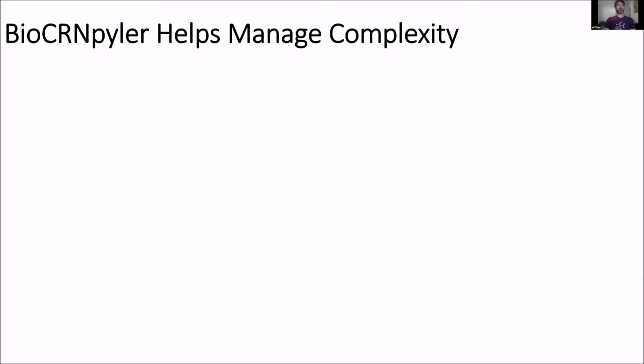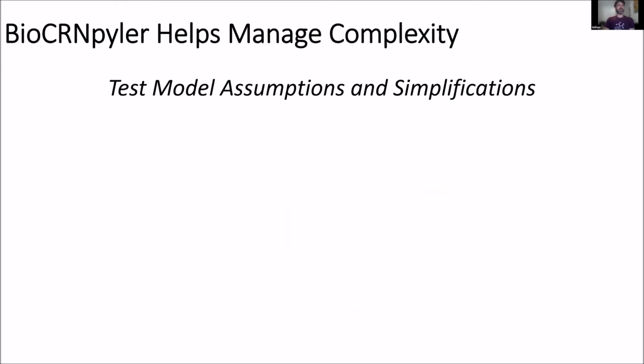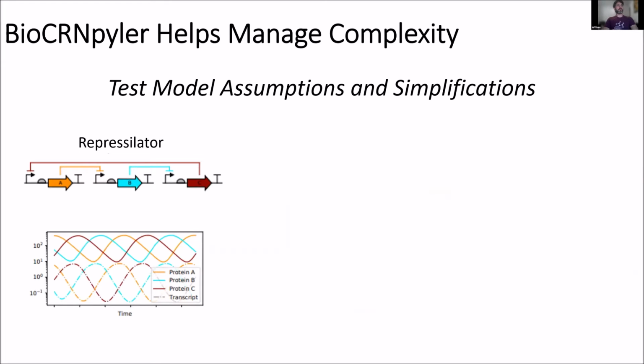And also, Biocompiler helps you manage complexity. So you can test assumptions and simplifications. And I think this is something that is very important when we're building models. It's an art, and it's not always clear what level of detail you need. So if I look at this repressilator example, if you take Michael Elowitz's paper and you build a model of that circuit that's equivalent to the paper, it's very, very simple. There's no machinery. Everything's very idealized.